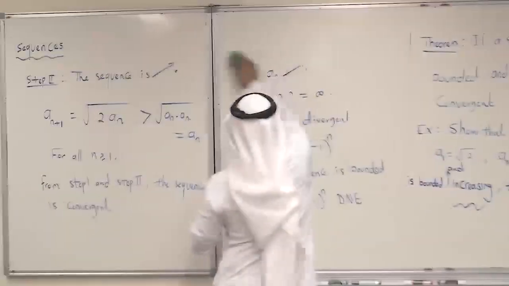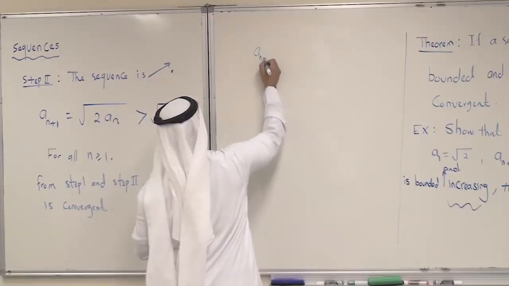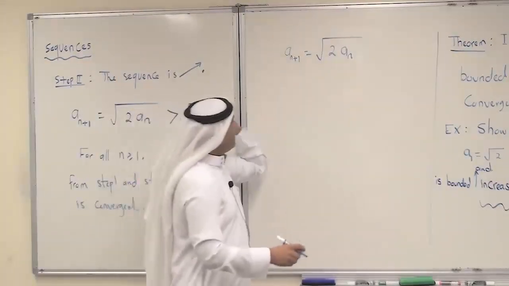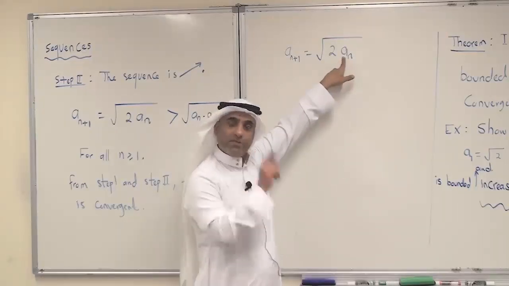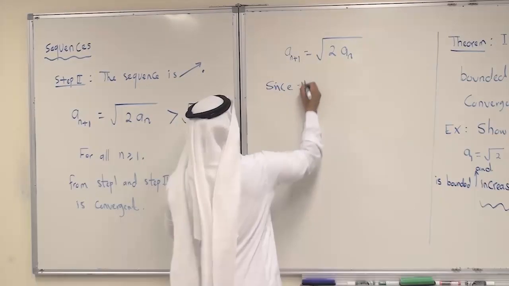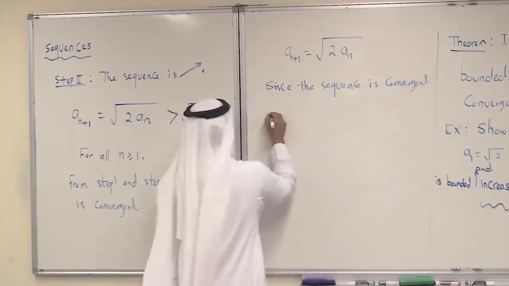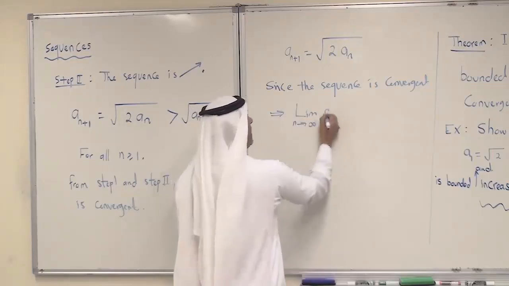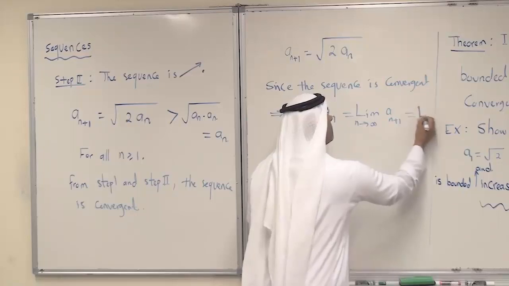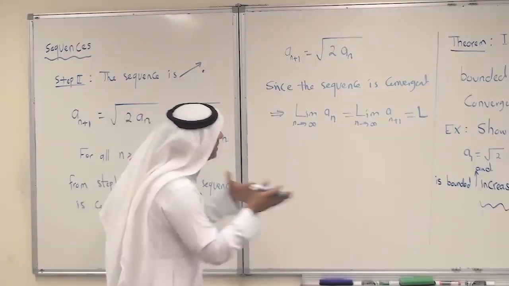Okay, good. Now taking the expression for the sequence itself, we have a_(n+1) is equal to square root of 2 times a_n. If the sequence is convergent, it means as n goes to infinity, the limit of a_n will go to a specific number called L, where L is a finite number. This is what is given here. Since the sequence is convergent, then this implies the limit as n goes to infinity of a_n must be equal to the limit as n goes to infinity of a_(n+1), which is equal to a finite number called L. That's what convergent means, because as n goes to infinity, this goes to infinity, and this goes to infinity. So the sequence will go to the same limit, which is equal to L.